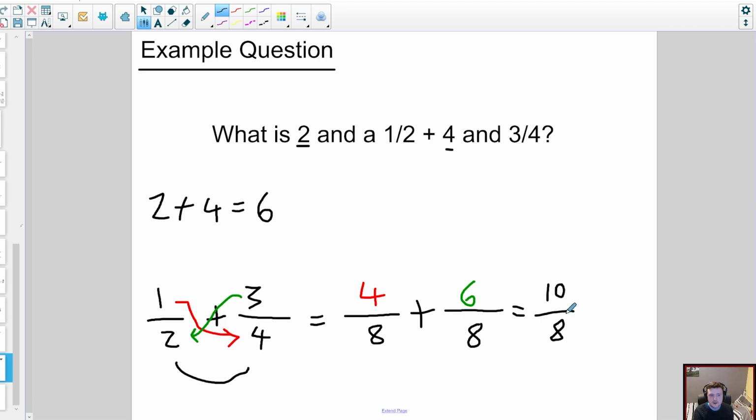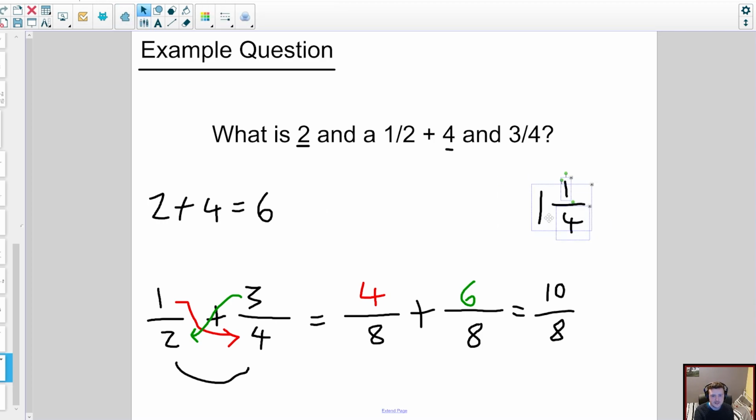What do I notice? Well, I notice that this is also a top-heavy fraction. So what I've got to do is make this into a mixed number. How many 8s in 10? Well, it's going to be 1. What's left over? 2. So 1 and 2 out of 8, which we could also say, well, 2 out of 8 is a quarter. So I'm going to say that's actually 1 and 1 quarter. And do simplify your mixed numbers. You only simplify the fraction bit.